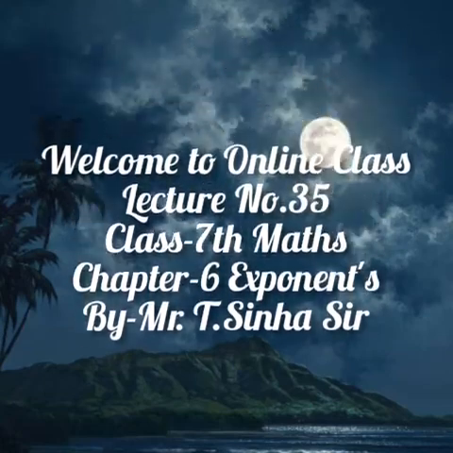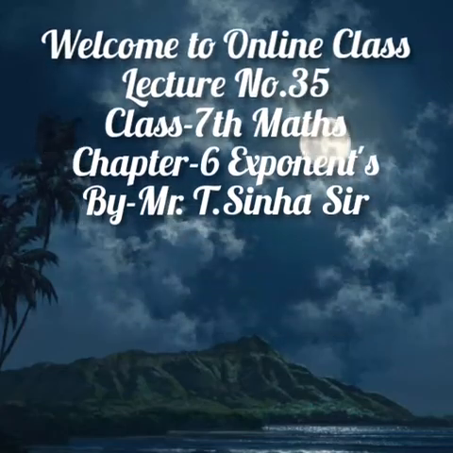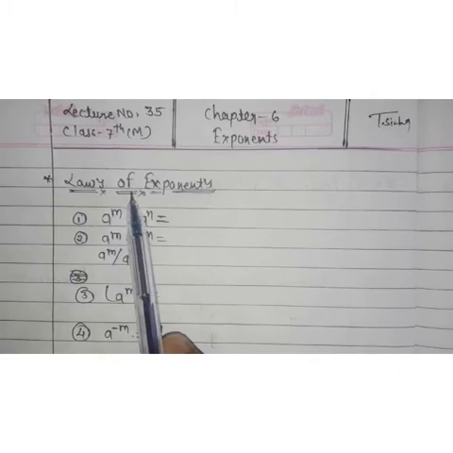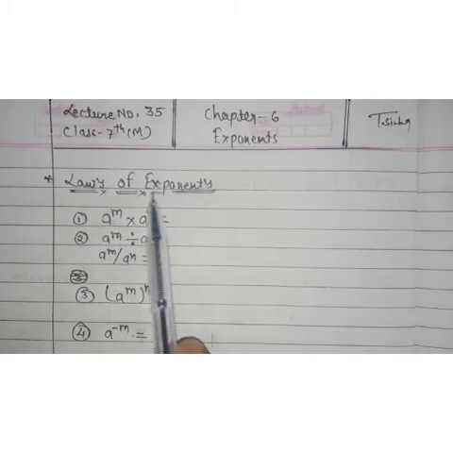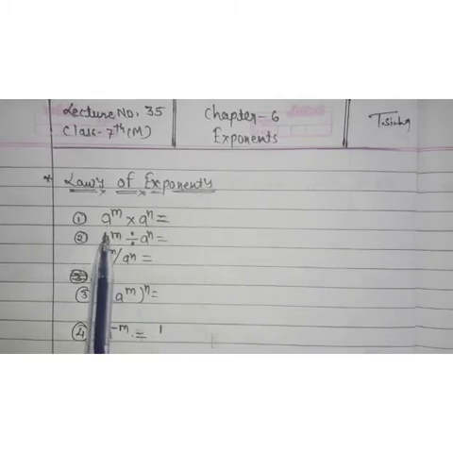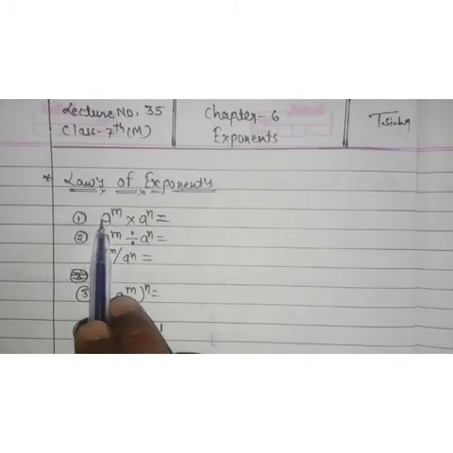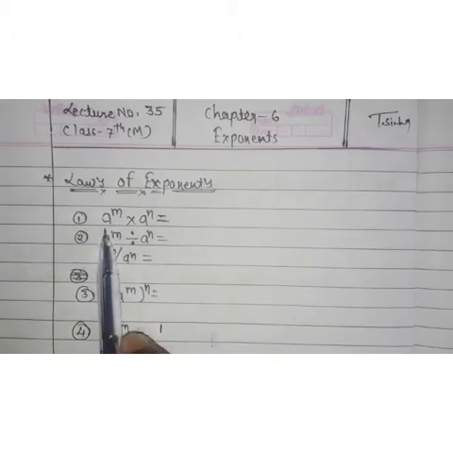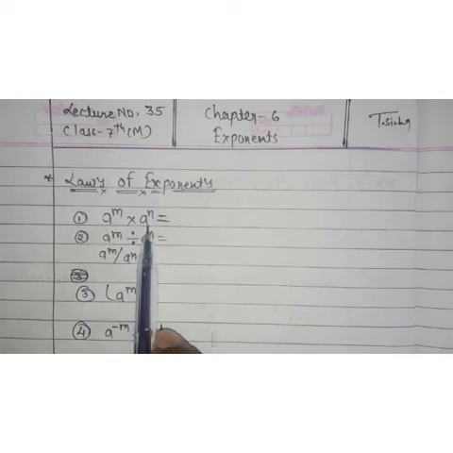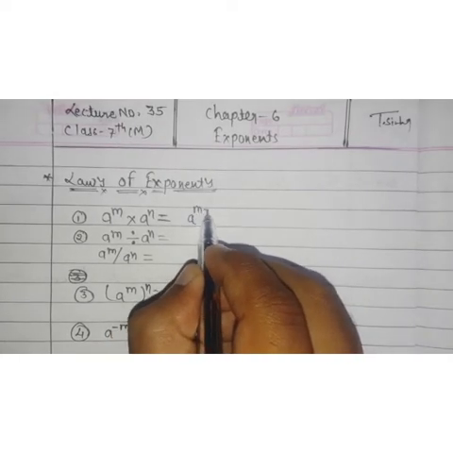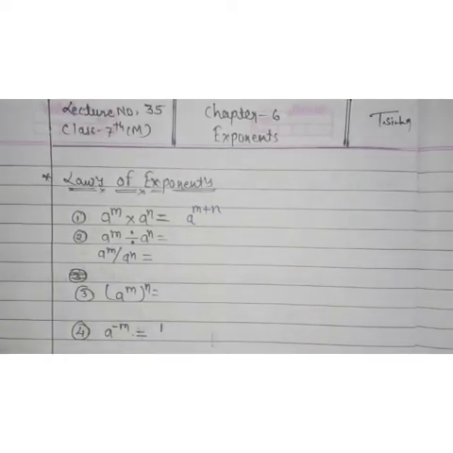Now to lecture number 35 for class 7 maths, chapter 6, Exponents. We know the laws of exponents. Remember all of you, firstly, this one is the base and this one is the power. In multiplication, if the bases are the same, their powers will be added. It means a to the power m plus n.